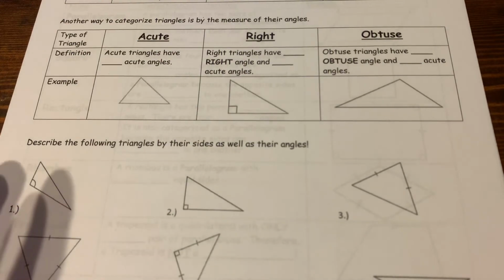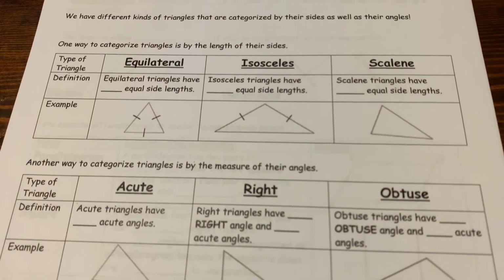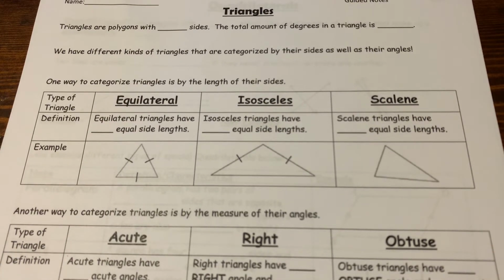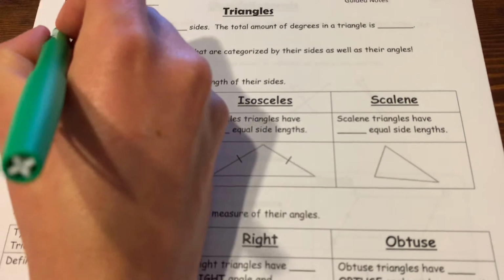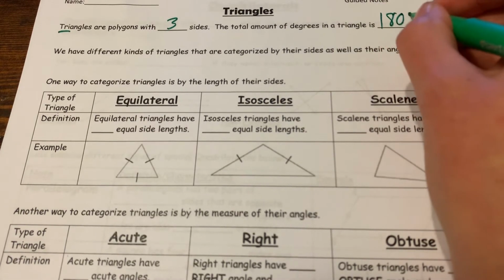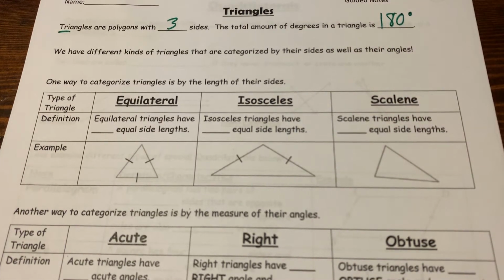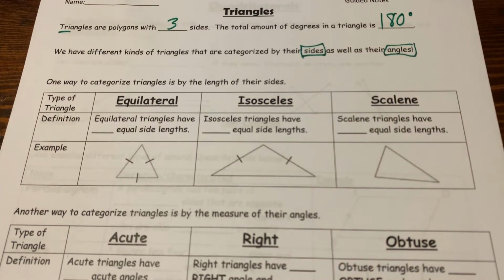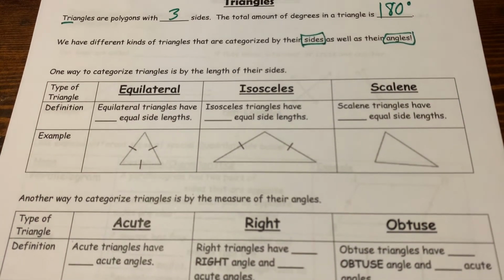All right, let's use these angles to help us classify some types of triangles. And we're also going to use their side measures to help us classify them as well. So remember, tri means three. Triangles are three-sided polygons. The total amount of degrees in a triangle is 180 degrees. That's just a fact that you will be using a lot more in the future. We have different kinds of triangles that are categorized by their sides as well as their angles. So we have two different ways, and we oftentimes will blend the two descriptions together.